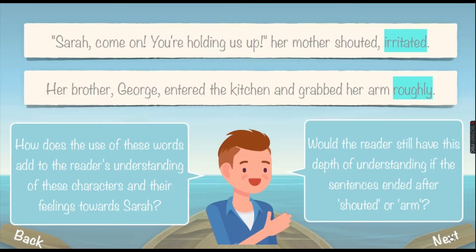Well, let's look at some examples here. "Sarah, come on, you're holding us up," her mother shouted, irritated. Her brother, George, entered the kitchen and grabbed her arm roughly. Again, how does this help us to understand? What does it give us about the characters and their feelings towards Sarah? Would we still have this sort of understanding if the sentences just ended here, shouted and grabbed her arm? This really gives a good indication of how these characters are behaving towards Sarah.